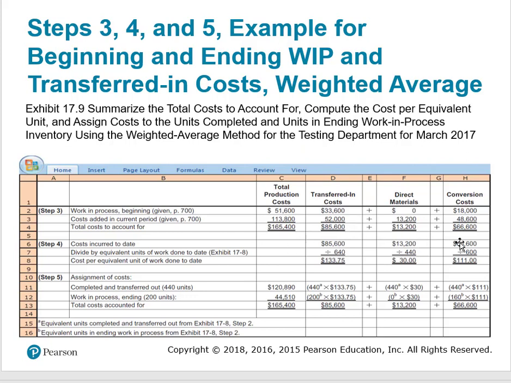So here's our total cost to account for. Divide this by our equivalent units, and there's our cost per equivalent unit. And then assign the cost to completed and transferred out, and then to ending work in process. Okay, I like to do ending work in process in 2 lines, but this is a fine example. All right, and that's all we have to do. You don't have to worry about FIFO for this chapter.